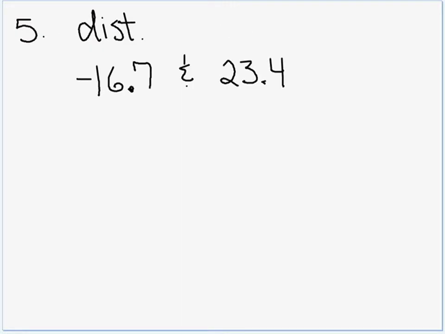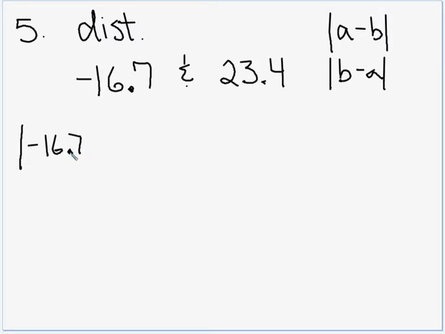Here, the directions on your paper say find the distance between the 2 points. If you remember in class, we could do this as the absolute value of a minus b, or the absolute value of b minus a. It does not matter because we're just going to subtract them and then take the absolute value. So let's just do it both ways. We have our bar, negative 16.7 minus 23.4, and we could take the absolute value of that.